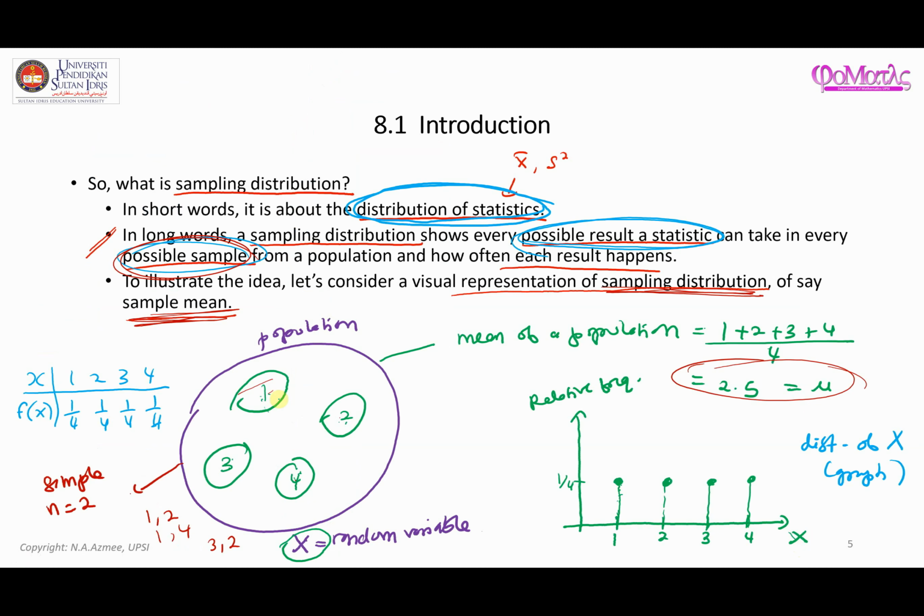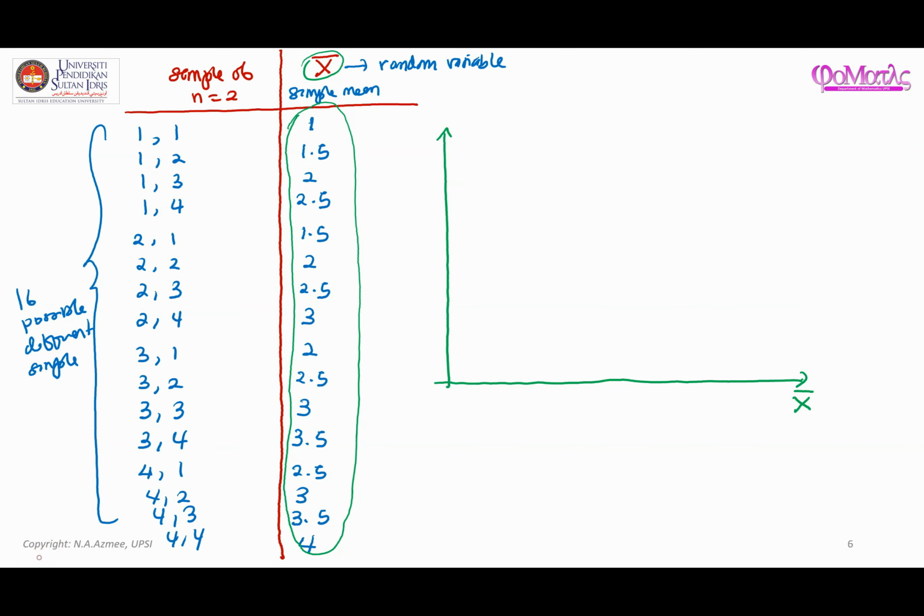X is what we talk about when we take all the original values from the population. Right now, we are talking about x bar. What is x bar? X bar is a sample mean. It is a statistic. Therefore, right now we are interested to study the distribution of a statistic, and this is the idea of sampling distribution. You can see here we've got values such as 1, 2, 3. The highest value is 4.